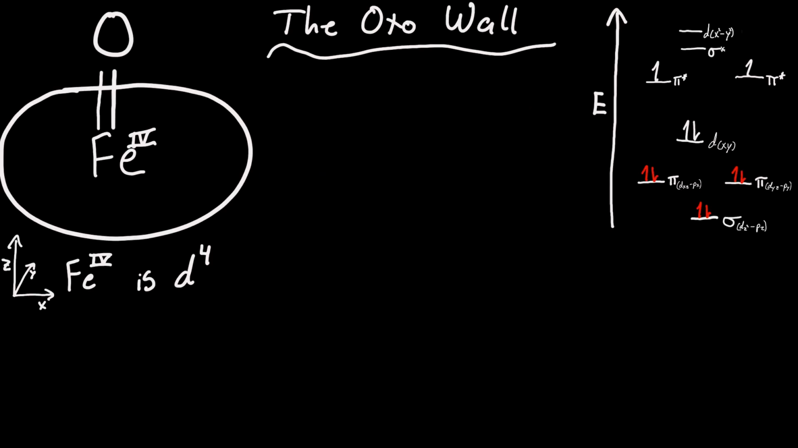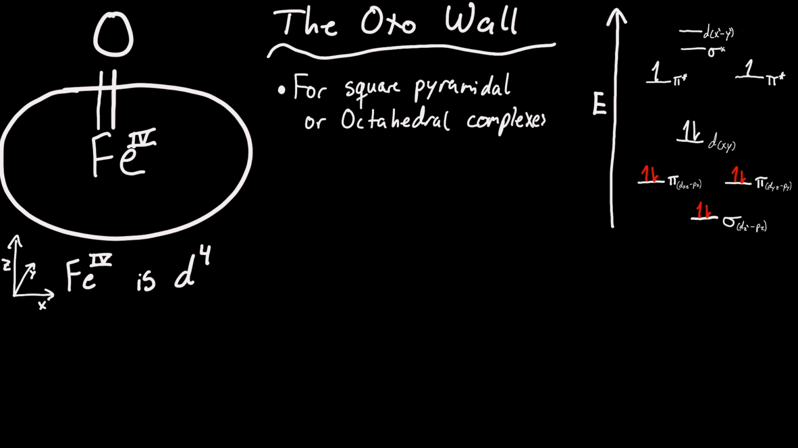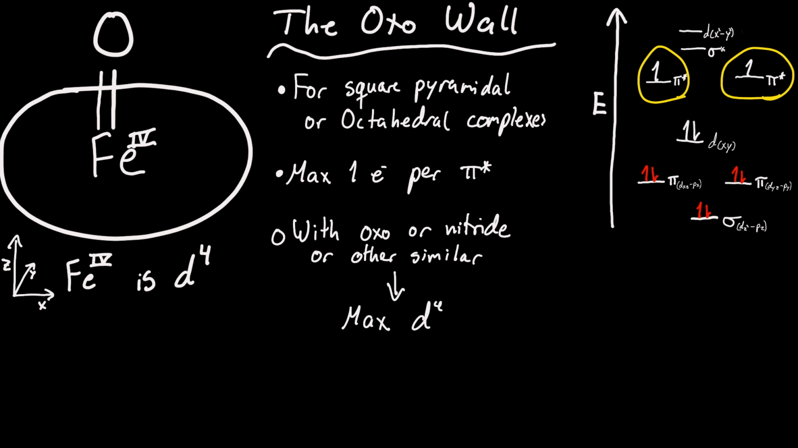This example introduces the concept of an oxo wall. For a square pyramidal or octahedral complex, each anti-bonding pi orbital can at most have 1 electron each. Any more and the complex would be too unstable. So the result is that for any square pyramidal or octahedral complex with an oxide or nitride or similar axial ligand, you can at most have a d4 metal, which puts a wall between group 8 and 9. As a matter of fact, even the iron 4 oxoporphyrin is unstable and highly reactive. The enzyme cytochrome P450 uses an iron 4 oxo to oxidize a variety of toxins and other undesirable molecules.